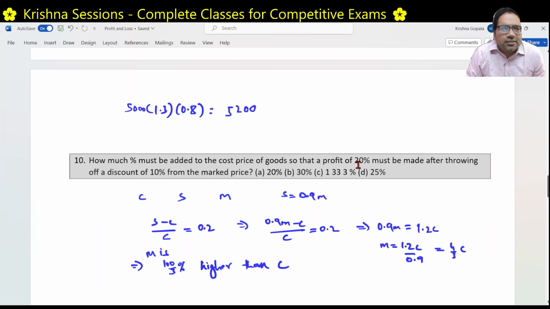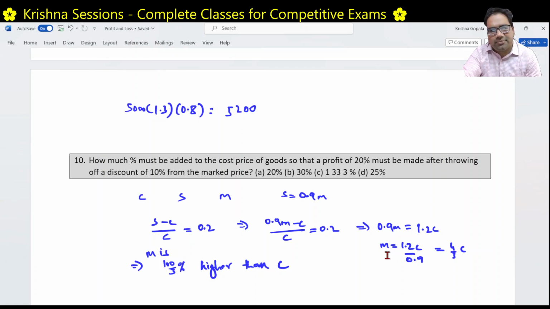20%. So (selling price minus cost price) by cost price is equal to 20%, which is equal to 0.2. What is S in terms of M? S is equal to 0.9M. So (0.9M minus C) by C is equal to 0.2. What does that mean? 0.9M is equal to 1.2C. C goes this side, and C plus 0.2C is 1.2C. That means M is equal to 1.2C by 0.9, which is equal to 4 by 3 C.